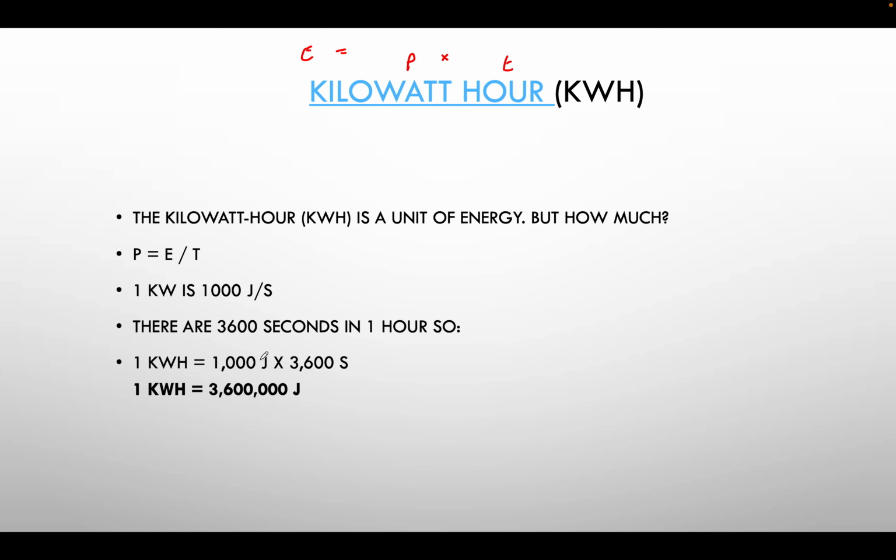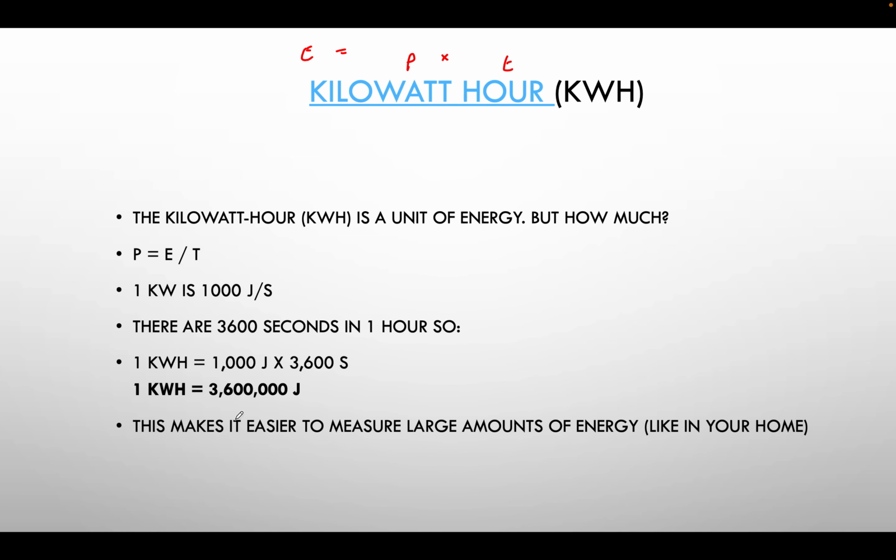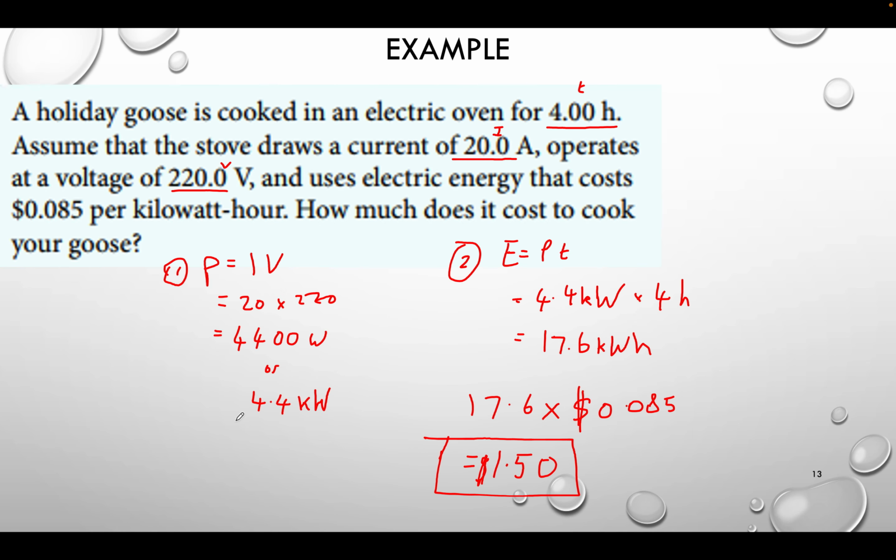This is very useful to make bills and things easier, because if you're trying to measure the energy used, you'll have millions and millions of joules of energy. So we just make it simple and use kilowatt hours. 1 kilowatt, 2 kilowatts, 3 kilowatt hours, rather than 3,600,000 and 7 million and so on. Makes it easier.